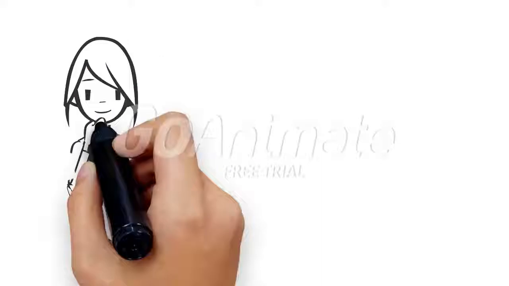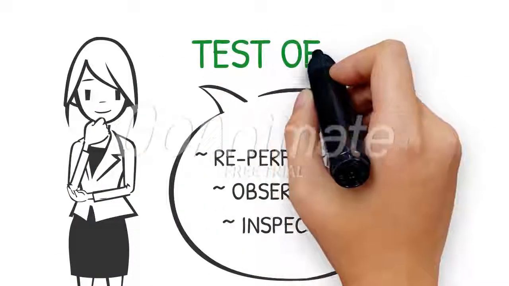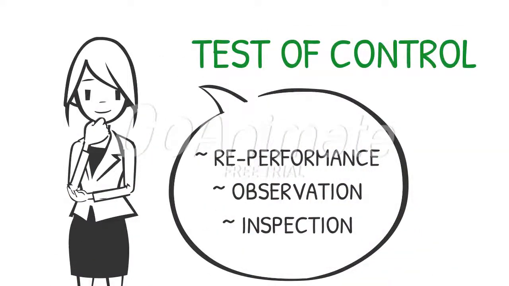Next is test of control. Test of control is an audit procedure to test the effectiveness of a control used by a client entity to prevent or detect material misstatements. There are 3 categories of test of control.